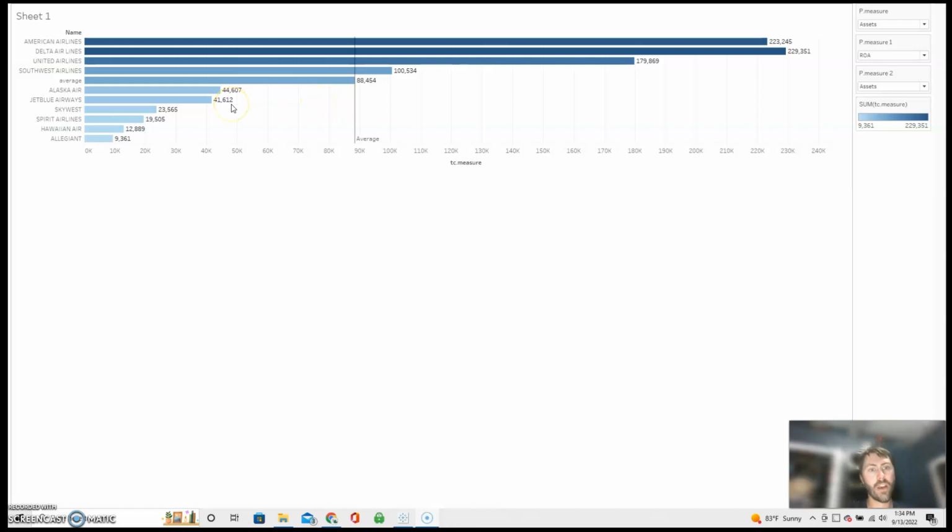The average is 44,607, and that's all profits. And JetBlue Airways is 41, and then the lowest is actually Allegiant, which is 9,361.